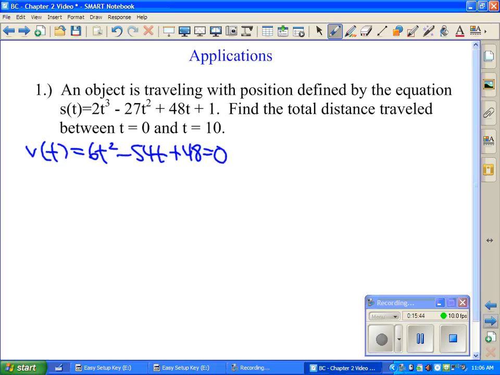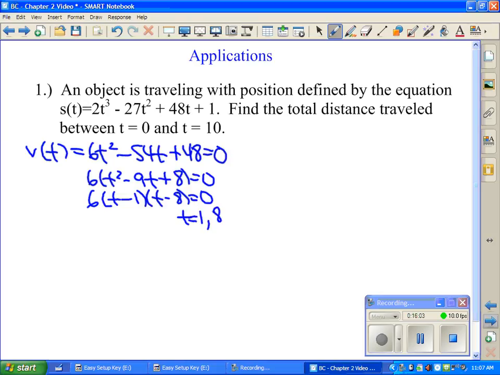So if we factor out t squared minus 9t plus 8 equals 0, you get (t minus 1)(t minus 8). So it changes direction at t equals 1 and t equals 8. So you have to find the position at 0, which is 1, the position at 1, which is 24, the position at 8, which is negative 319, and the position at 10, which is negative 219.